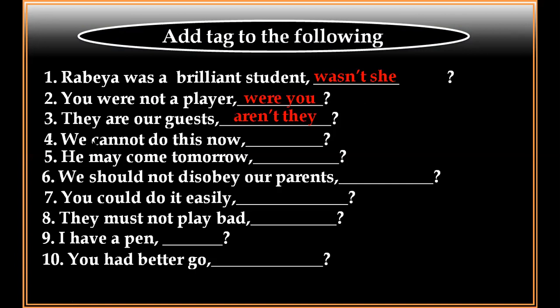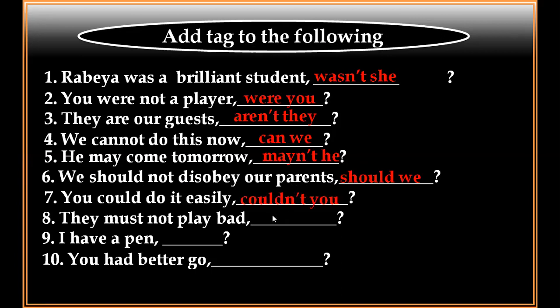We cannot do this now. Here modal auxiliary is can. As it is negative, here tag question will be can we? Okay. He may come tomorrow. Mayn't he? Right. We should not disobey our parents. Your modal auxiliary is should. As it is negative, it will be should we, right? You could do it easily.